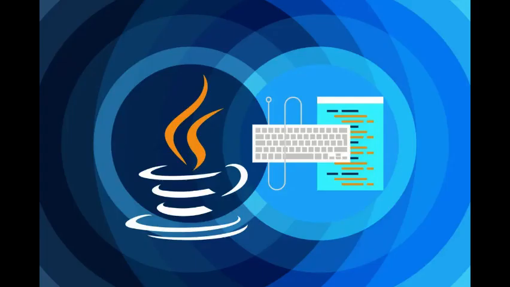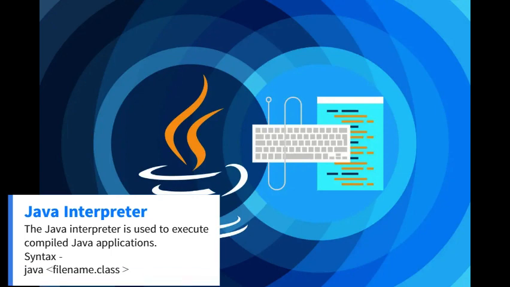Then the next JDK tool is Java interpreter. Interpreter means execute program line by line. The Java interpreter is used to execute compiled Java applications. The bytecode that is the result of compilation is interpreted, so it can be executed. Here is the syntax for Java interpreter: java filename.class. That means class name.